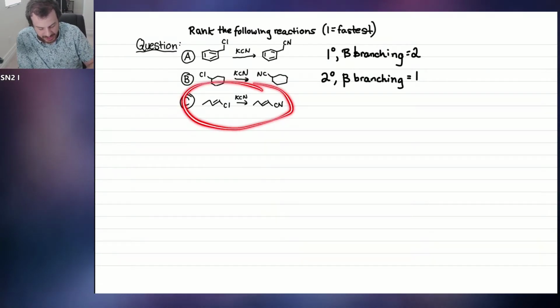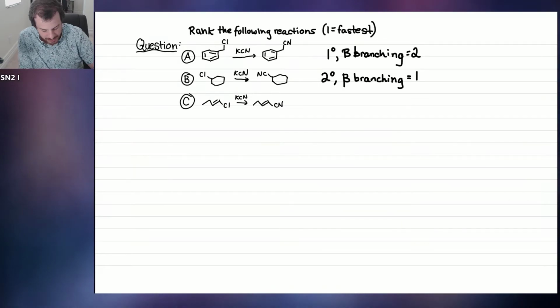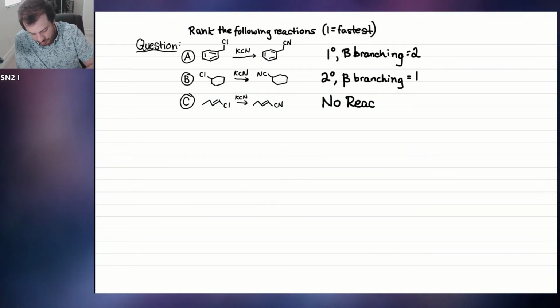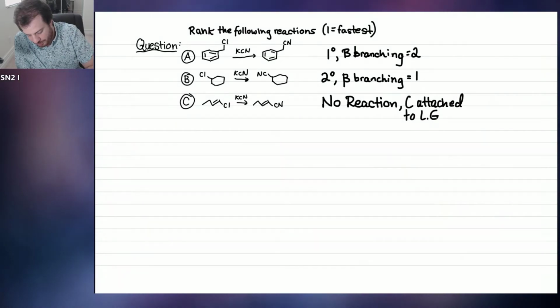What about this reaction here? Well, the degree of substitution is primary. There's only 1 carbon attached, but what is the big deal with C? The carbon attached to the leaving group is not sp3 hybridized, so this one fails. No reaction. C attached to leaving group is not sp3.